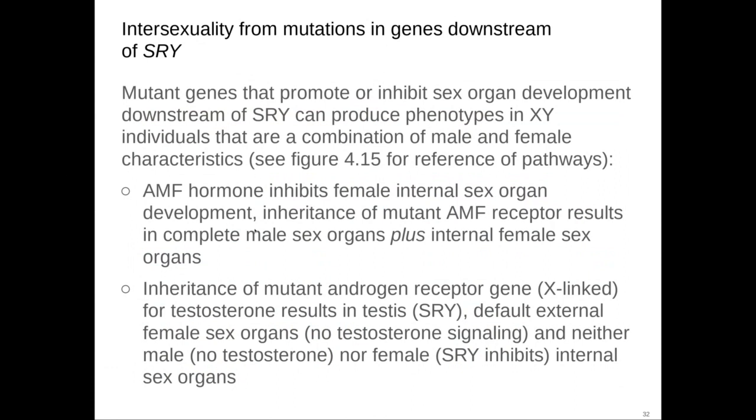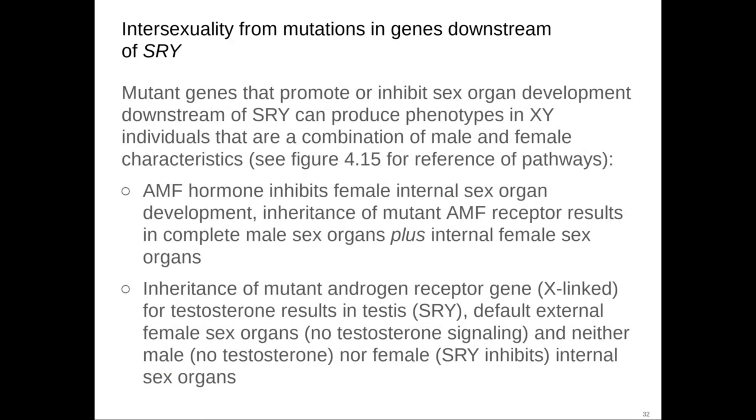Now, we can have what are called AMH hormones. These inhibit female sexual organ development, and the inheritance of a mutant AMH receptor results in complete male sexual organs plus internal female sexual organs, which is kind of an odd thing to think about, but that happens.